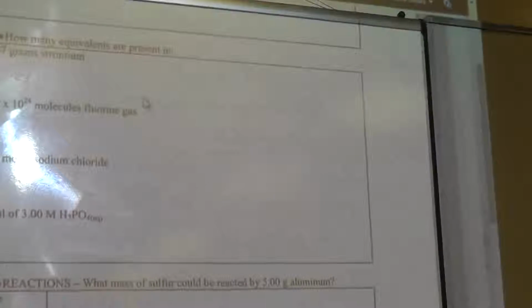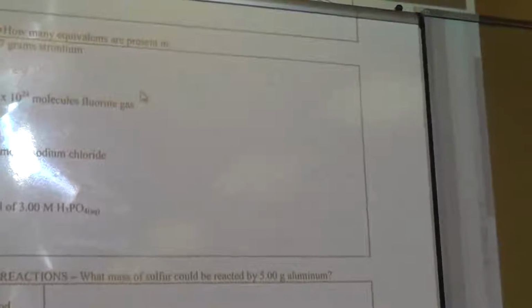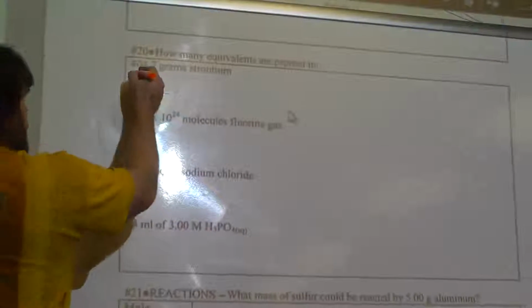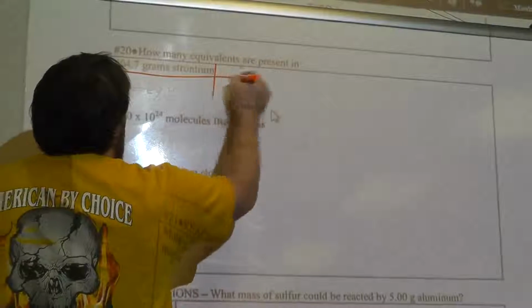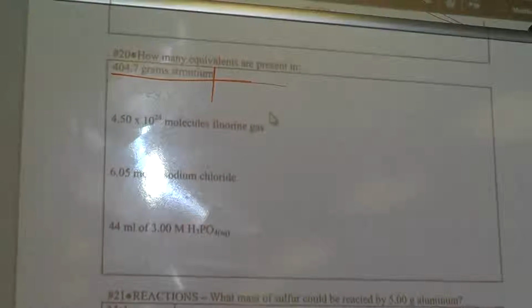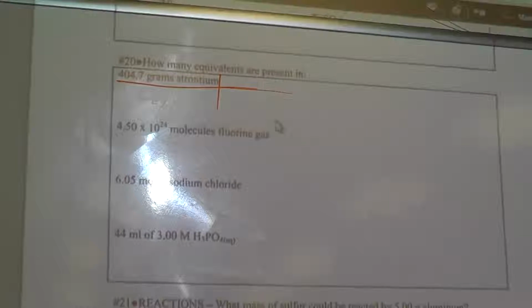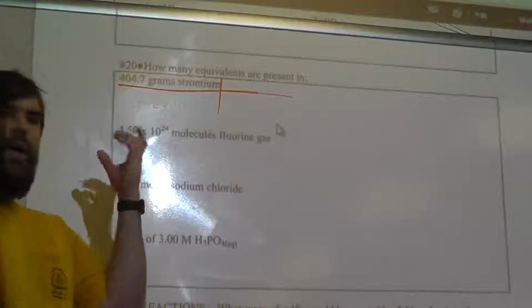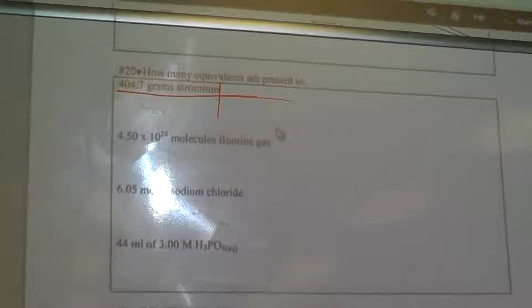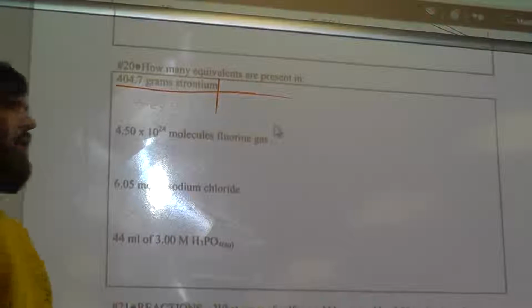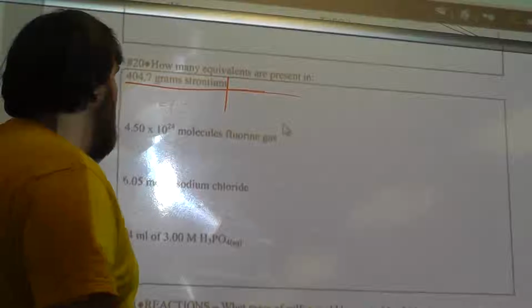So then we're given a couple of calculations here, and you're asked to go from grams to equivalents and some other units to equivalents. So let's start off with the grams one and we'll work our way down. So we're told we have 404.7 grams of strontium. So the first thing we want to do is start rearranging these conversion factors to put us in the units we need. So what's the only way we can get out of grams and into moles? It's the periodic table. The way we've done it the whole semester. Molar mass is the only way we can get out of grams and into moles.